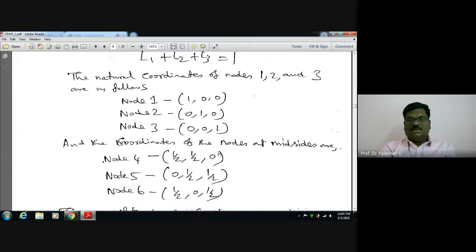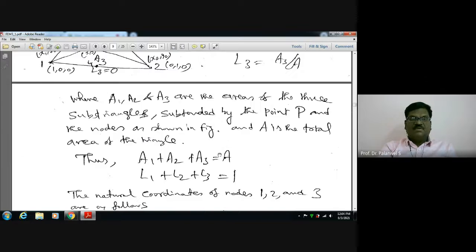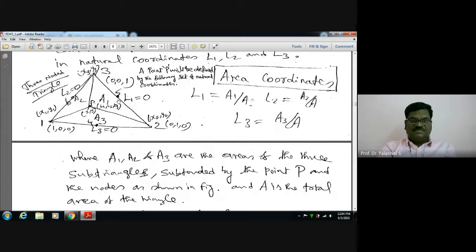Because we are discussing some properties of this triangle, some formulations, I want to discuss further. Suppose it happened to be a 6-node triangle. Intermediate nodes I am also considering. How do I name them? Here 1, 2 are already there, so here I am starting node 4. Here node 5, node 6.